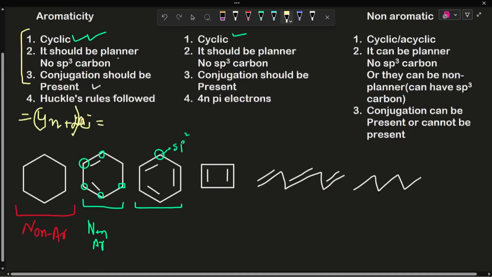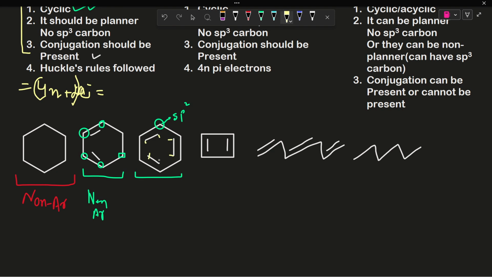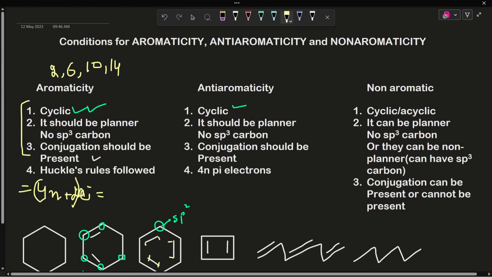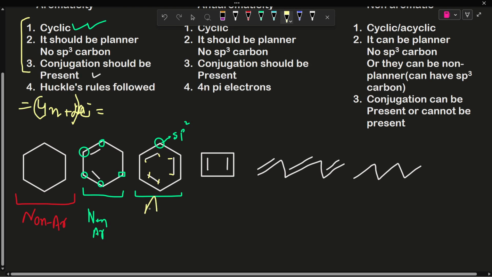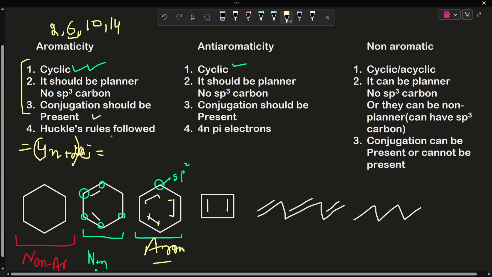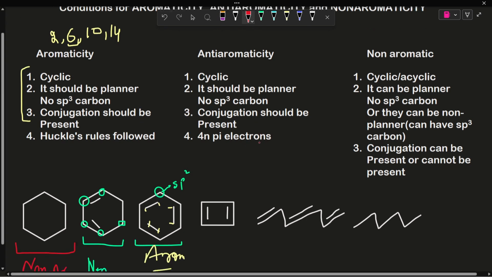Fine. Let's check that. 1, 2, 3, 4, 5, and 6. It has 6 electrons. Does it lie in this series? Yes, it lies. So what is it? It is aromatic. Right? Fine. What about this compound? In this compound as well, let me show you. Let's erase these things here. 4n plus 2 pi electrons, you might be knowing that now. So let's check for this compound now.